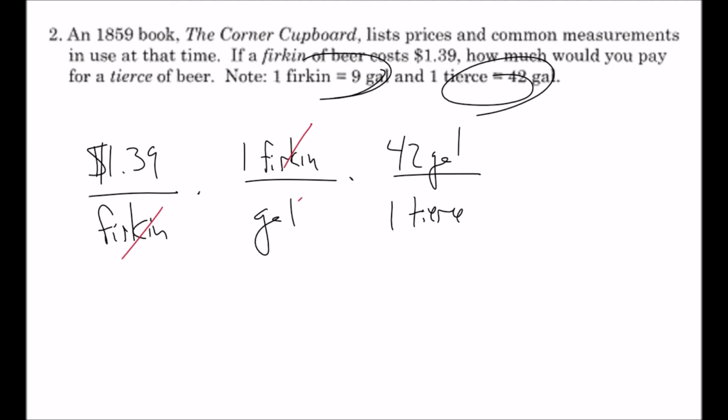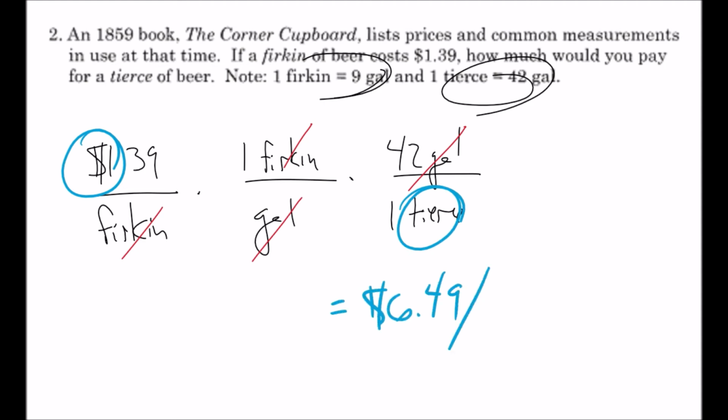Cancel out firkins, cancel out gallons, and I'm left with dollars per tierce, which in this case is $6.49 per tierce.